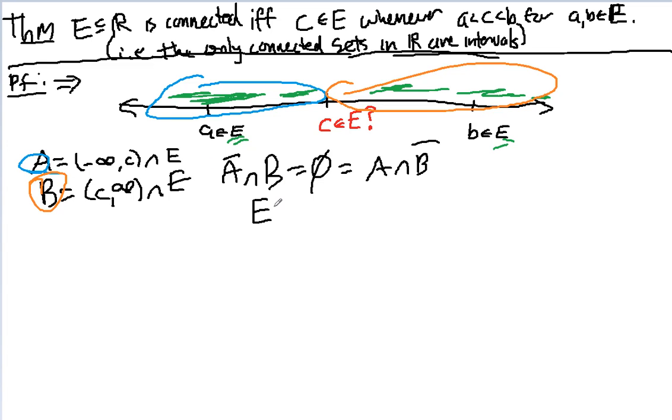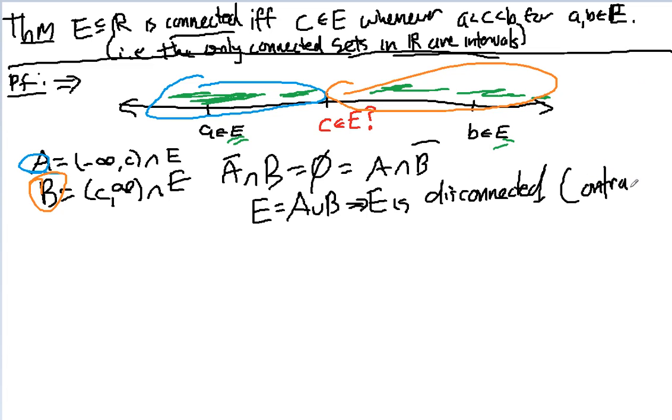So, if E is equal to all the stuff in E that's to the left of C and all the stuff in E to the right of C, so if E were to be equal to the union of these two sets, that would mean that E is disconnected. Why? Because E would be the union of two separated sets. And that's the definition of disconnected. But that's a contradiction because we're assuming that E is connected. So E is not equal to A union B.